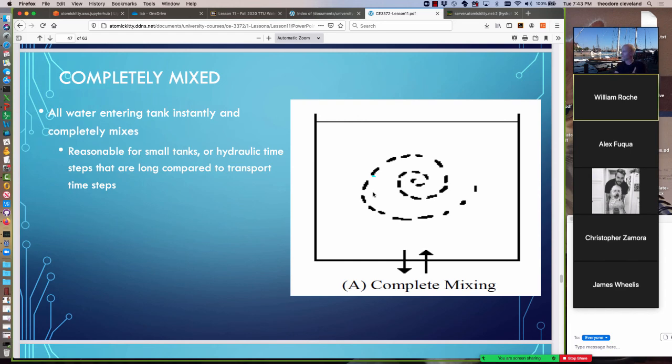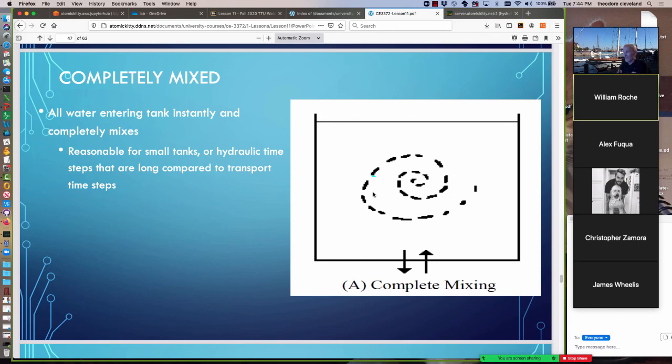Now, this is a reasonable model for relatively small tanks or for hydraulic time steps that are comparatively long compared to transport time steps, or for large tanks where the hydraulic time steps are a large fraction of the hydraulic residence time of the tank. So no real tank completely mixes unless we actually build features into the tank to make that happen.